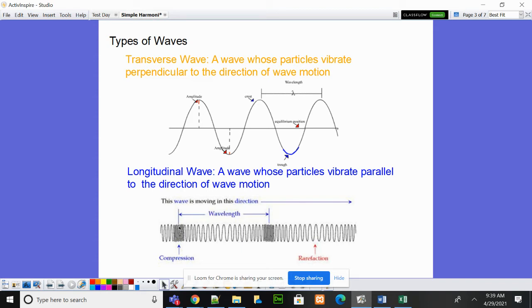So again, a wavelength, this is kind of like you're going from compression to compression, okay? And then where they're spread out as well, the rarefaction. All right.